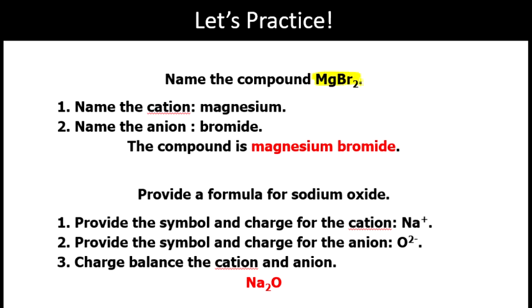What do you think about that? What is the name of this compound? Binary ionic compound, metal, non-metal, IDE. Magnesium bromide. As you see here is the correct answer.